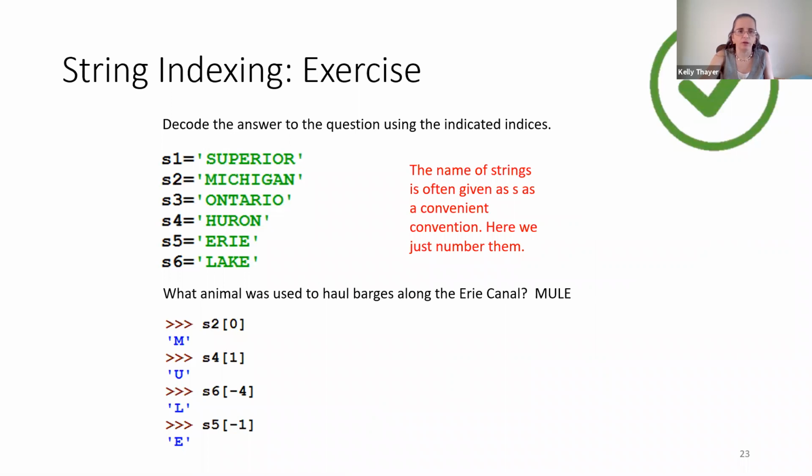All right, so here we have the decoded answer. This comes out to be mule. We are pulling the positions from the names of the string, so it's important that you select the correct string and then go to that letter. And we have a couple of positive indices and a couple of reverse indices.